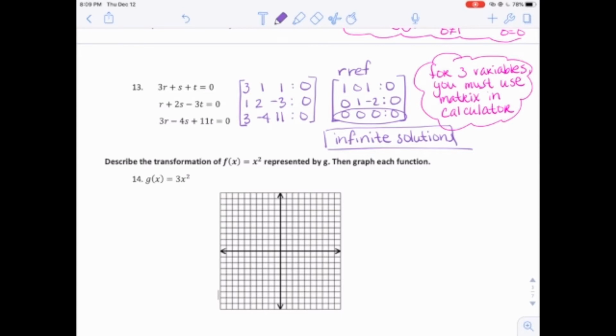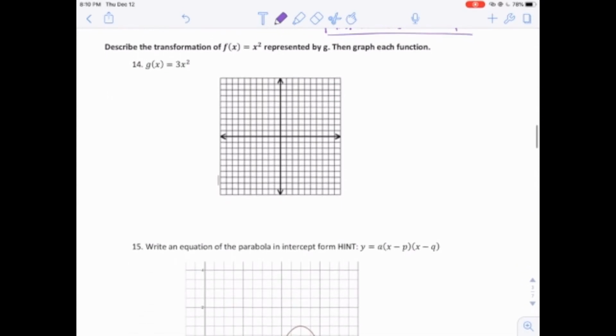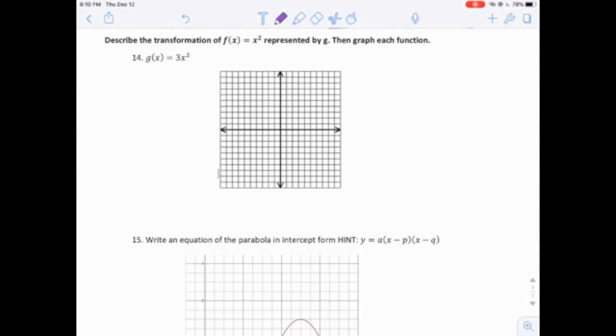All right, this next one we want to describe the transformation starting with our quadratic parent function, x squared, represented by g, and then graph the function. We only have one thing that's different from our parent function, it's that 3. It's not inside parentheses, so we know that it's vertical. And so in this location in front of x, and a number bigger than 1, this is a vertical stretch by 3. We want to graph this.